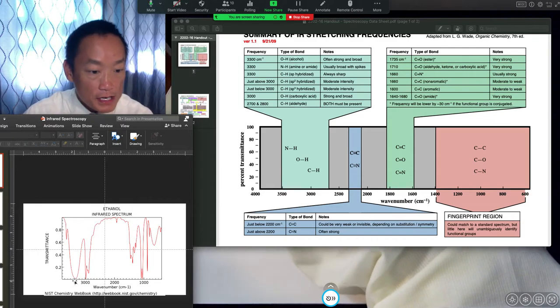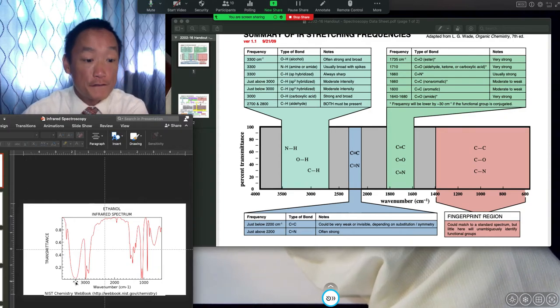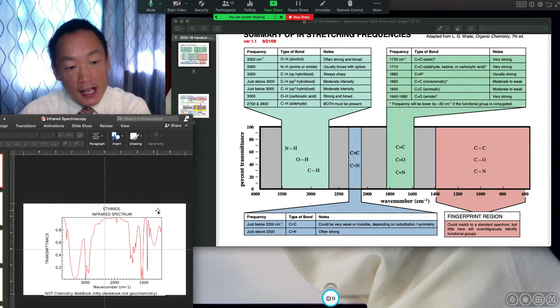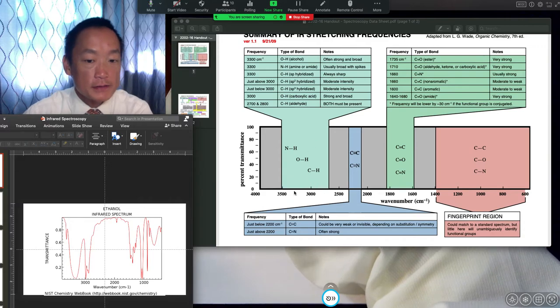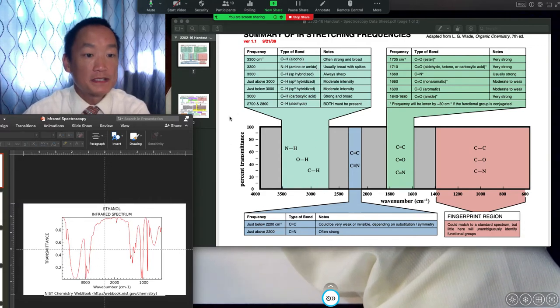I've got a peak out here at 3,300, 3,350-ish. Hey, I wonder if I have an OH present in that molecule. And so every single one of these peaks can be correlated back into some specific bond.